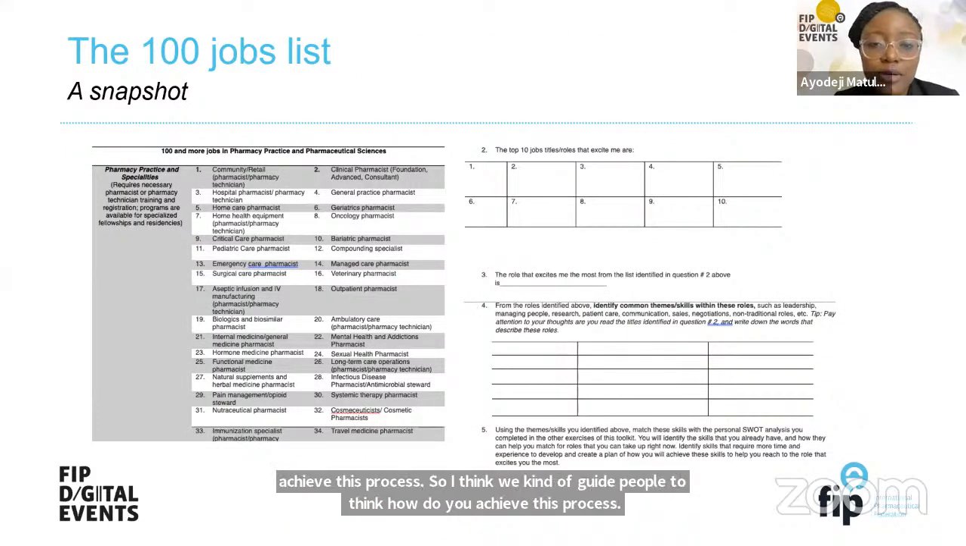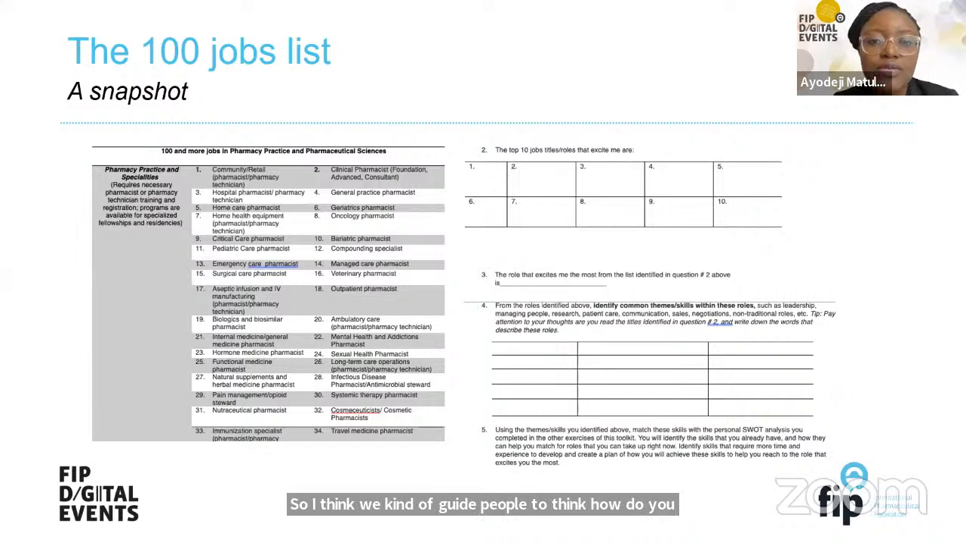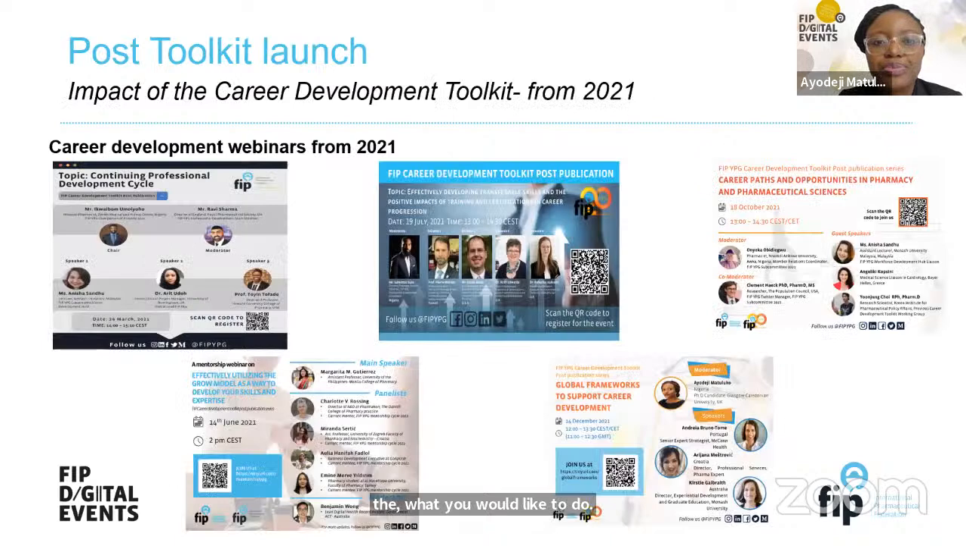And the 100 jobs list, this is just a snapshot of it, which is also in the toolkit. It has a list, and it helps people to see the different roles, think about what excites them, and what they would like to do. So it complements the cycle and every other thing.